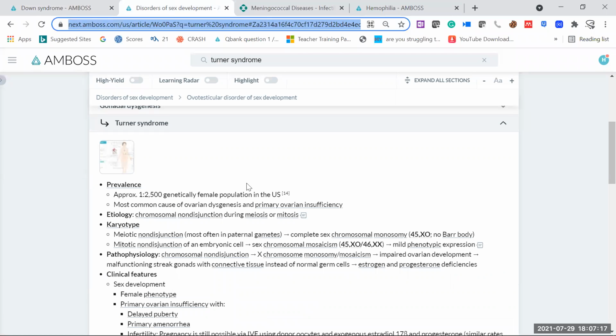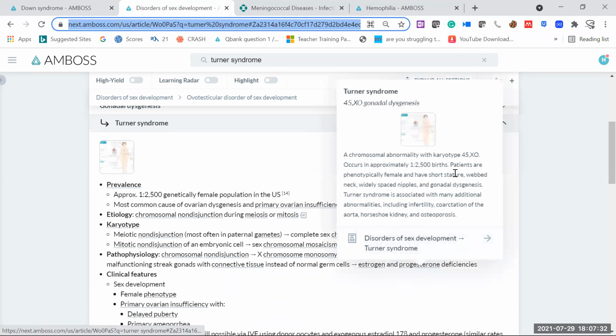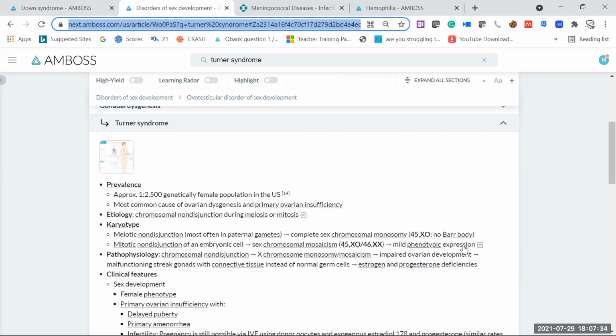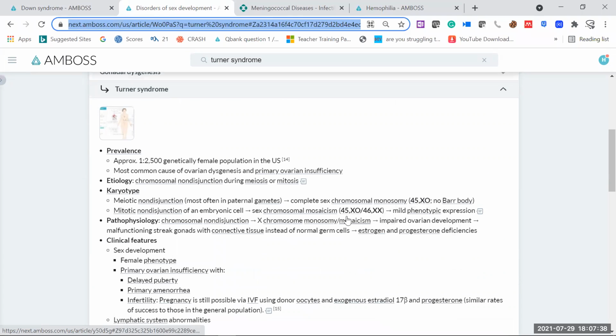In Turner syndrome, we have one X which is deficient in these females. So usually we have 46XX, but here the number of chromosomes is monosomal. You will see one deficient chromosome. So one X is deficient here, 45XO, and no Barr body.